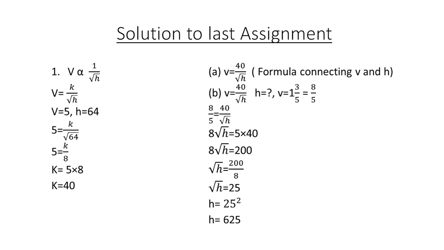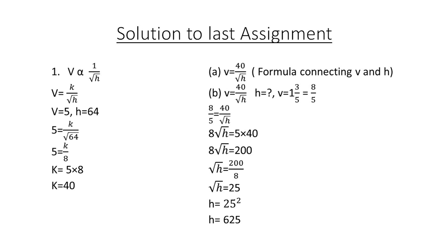Then I told you to find the formula connecting V and H. What we need to do is to substitute the value of K into the final equation, which is V equals K over square root of H. By doing that, the formula connecting V and H is V equals 40 over square root of H. That is the solution to A part of that question.